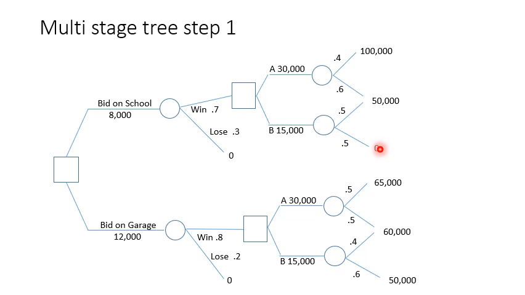of making nothing. Likewise, on the garage, we have a different set of values, but we still have the same cost for the A team and the B team, and we do have different probabilities. So if we put the A team in there, I've got a 50% chance of making $65,000. I have a 50% chance of making $60,000. If I put the B team in there, I've got a 40% chance of making $60,000 and a 60% chance of making $50,000. Obviously, the payouts here are much tighter than the payouts up here.